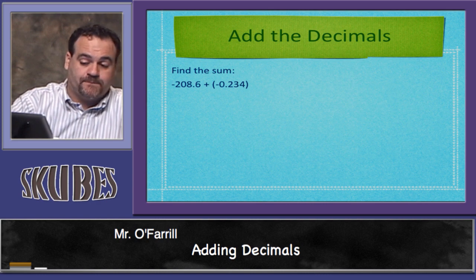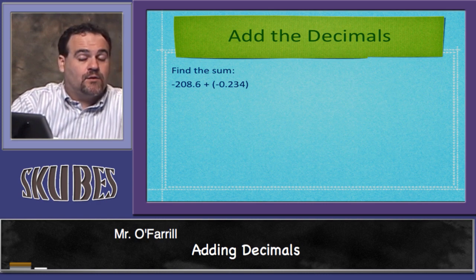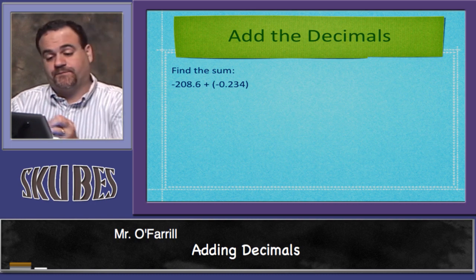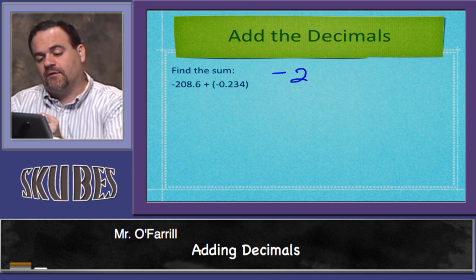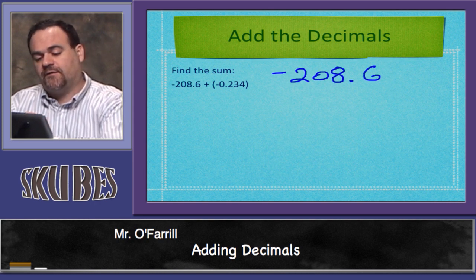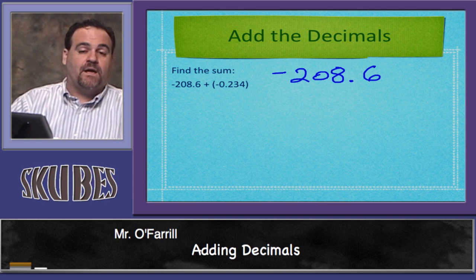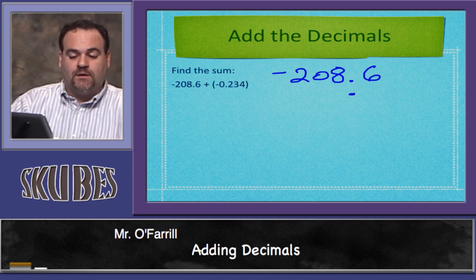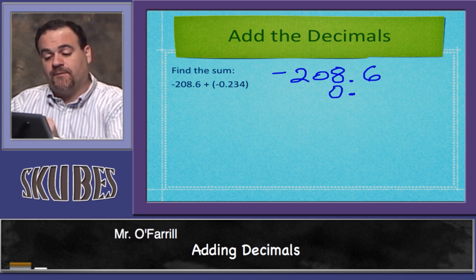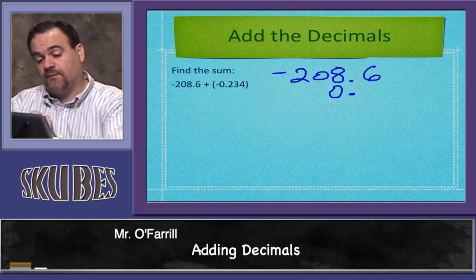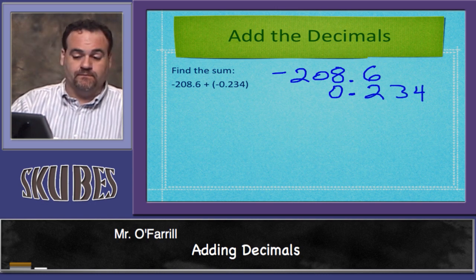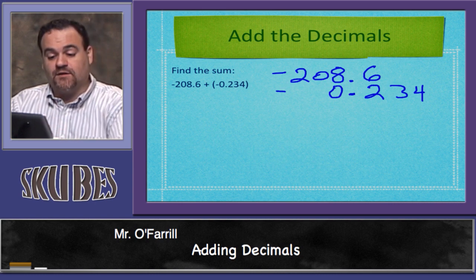Let's do another one. Once again, we need to make sure that we line the decimal points up vertically. We have negative 208.6. And for our second number, we're going to start from the decimal point. To the left of the decimal is a 0, and to the right of the decimal is 2, 3, 4. And this number is also negative.